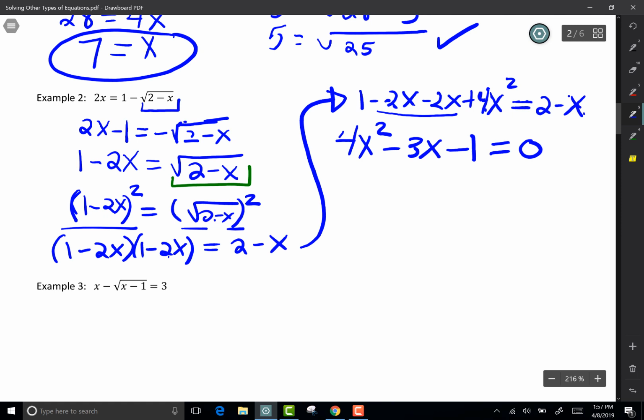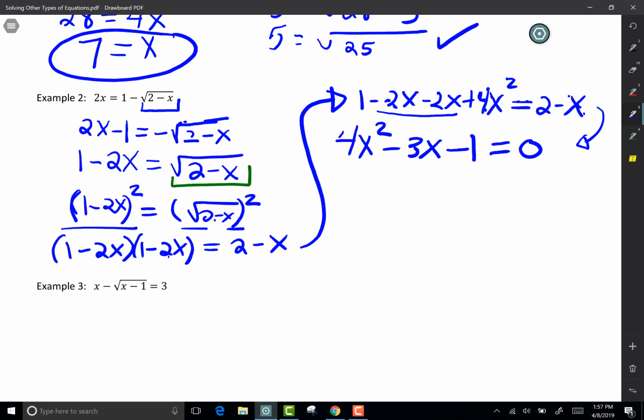So I combined a few things in this step. I put it in descending order and combined like terms, and I put 0 on the other side. I kind of did that all at once. If you can't do that in your head all at once, write out a couple extra steps.